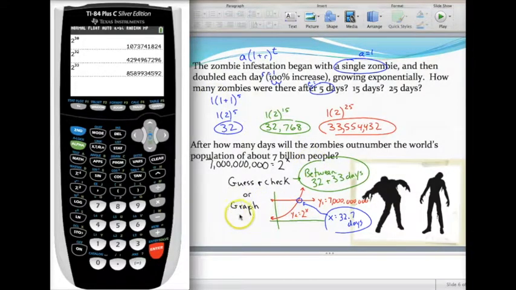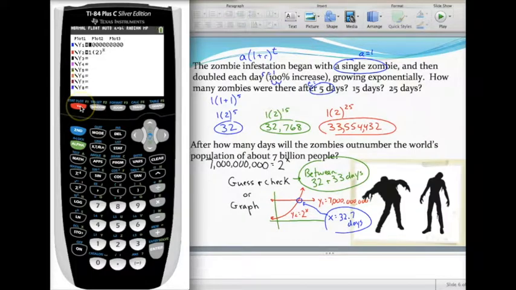Or we could try the second method, which was to graph. So let's take a look at how that works. Remember, we've talked previously about how to solve almost any problem in algebra by graphing. So go into your graph, and I've started by typing in the two sides of my equation. So as y1, I typed in 7 billion. Make sure you have enough zeros in there. There should be 9 zeros.